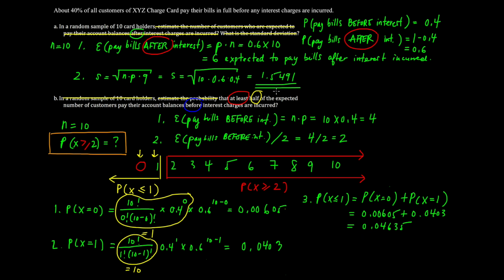Now, are we done? No, we are not done. Very, very important. What did the question ask for? The question asked for the probability of x being greater than or equal to 2. Is that what we have here in part 3? No, this is the probability of x being less than or equal to 1. So what do we need to do to get what's in the red box right here?